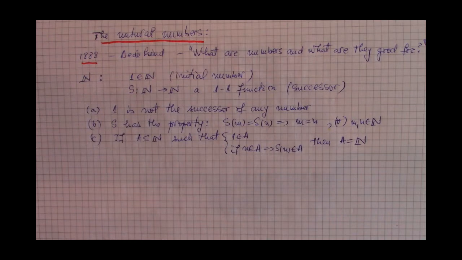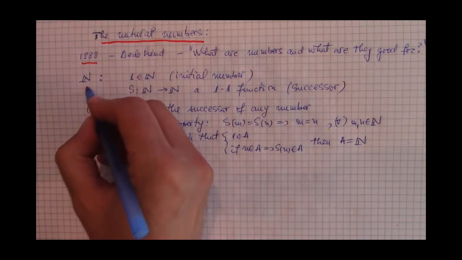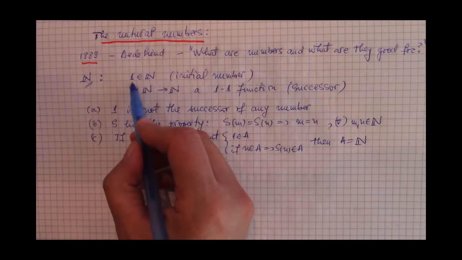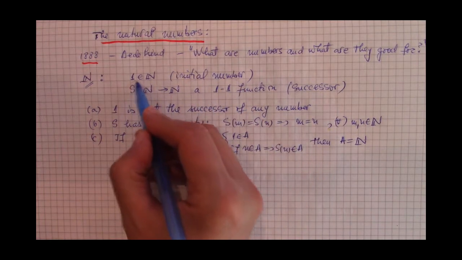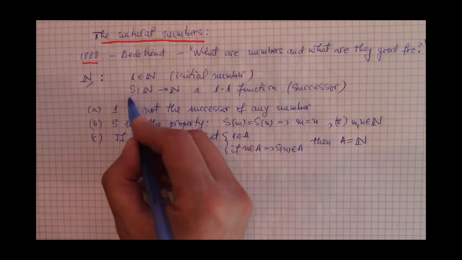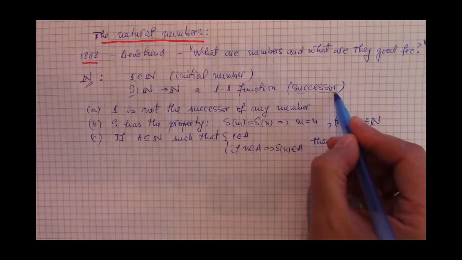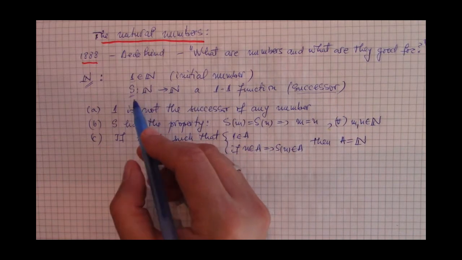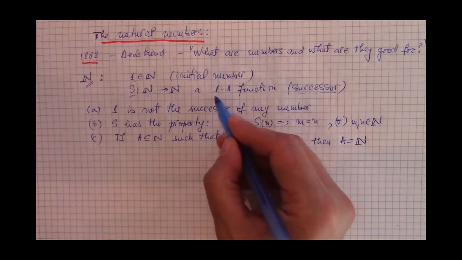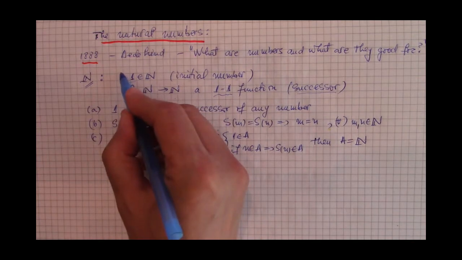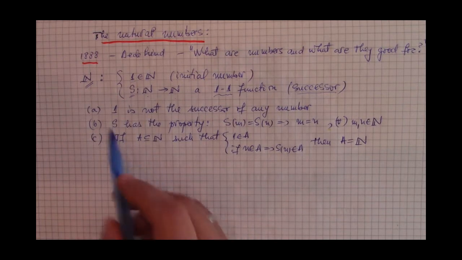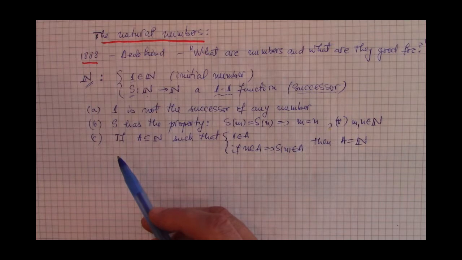So in this article, Dedekind looked at the set of natural numbers, and he defined it like so. He said there is one initial number, he called it one. So one is a natural number, and then there is a function S called the successor function. The function S is defined on the set of natural numbers with values into the set of natural numbers, and it's a one-to-one function. So these are the two starting points that Dedekind looked at when he defined the set of natural numbers.